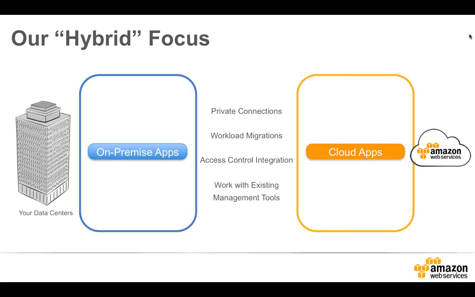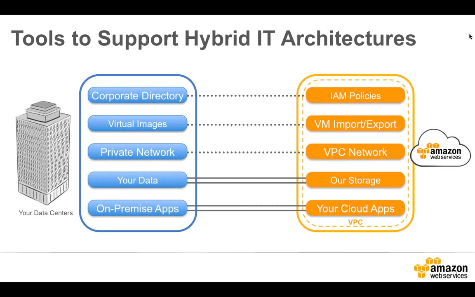You will need to have good access control, and ultimately you would want everything to work with your existing management tools and processes as much as possible. So in order to make this easier, we are providing tools to support your hybrid IT architectures. So you will probably have a corporate directory where you have the usernames and passwords of your existing users. Using IAM, or Identity and Access Management services of AWS, you can easily integrate the cloud accounts of your user to your existing, for example, Active Directory user base in your on-premises system.